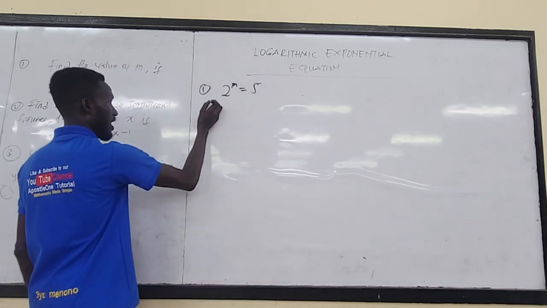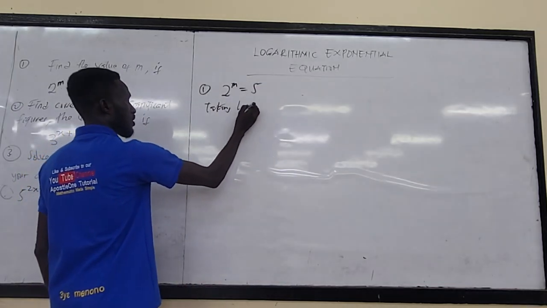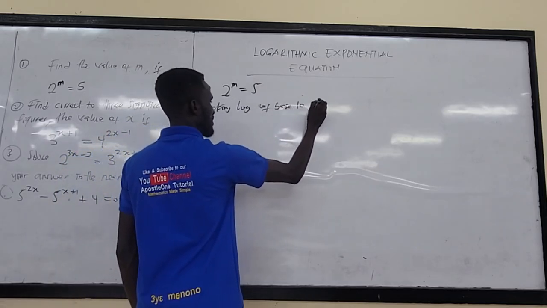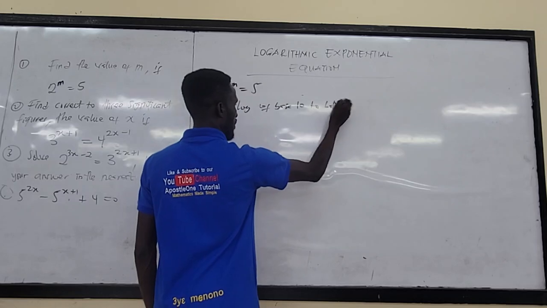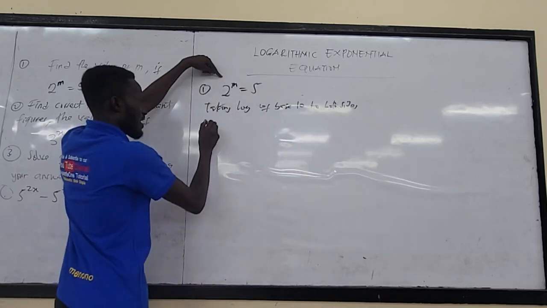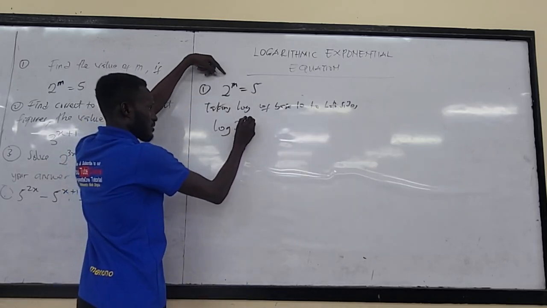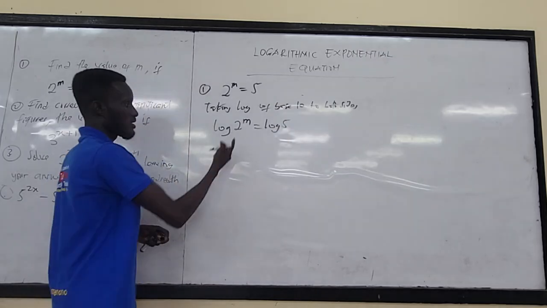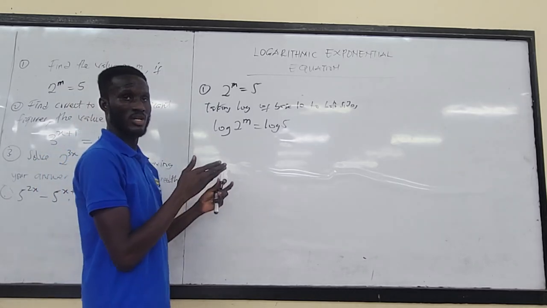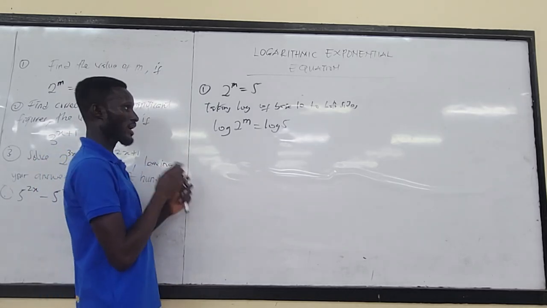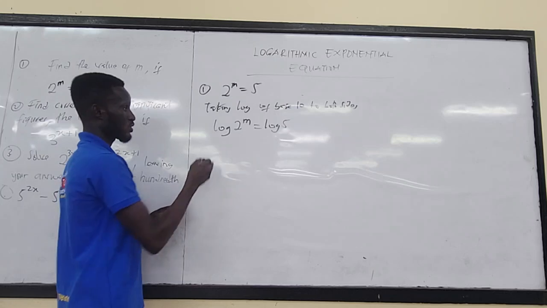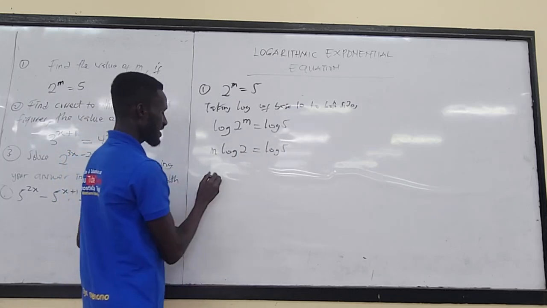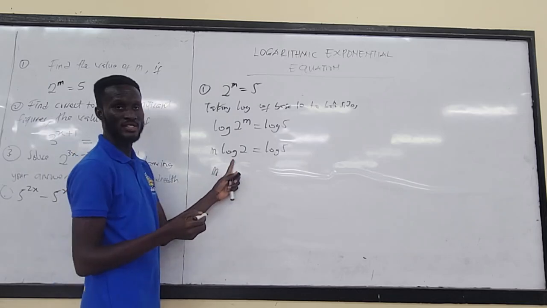At this point, I'm going to take logarithm of base 10 to both sides. We are going to look for the n. So you apply the power law of logarithm. You bring the exponent to the front of the log. So we have n log 2 is equal to log 5. Now at this point, I can easily find n by dividing both sides by log 2.